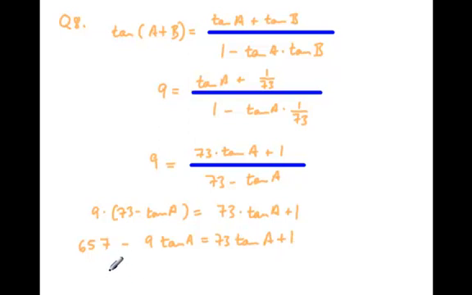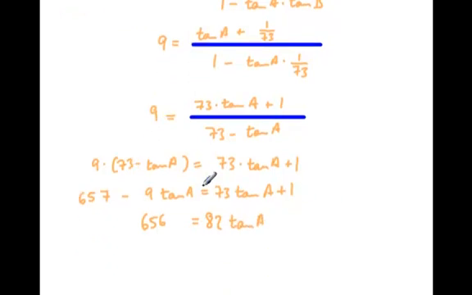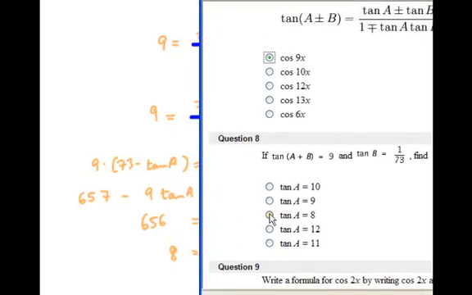Actually, that's not too bad. Subtract 1 from this one here, so that's 656 equals, and then 73 plus 9 is 82 tangent A, and then tangent A, divide 82 into 656, which is 8. So the correct answer is 8.